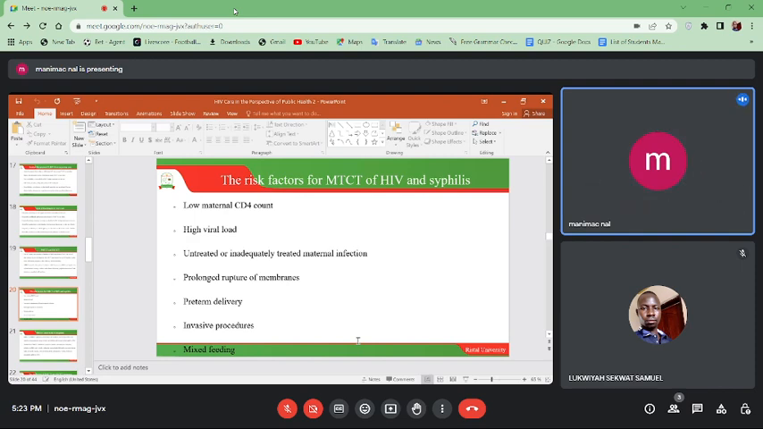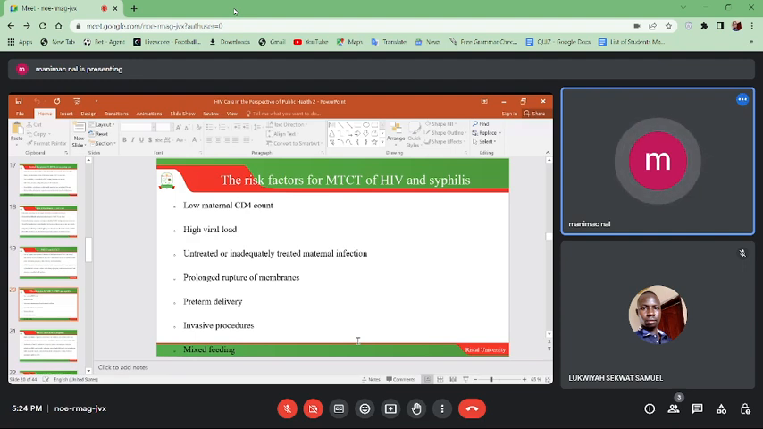So number three is the untreated or inadequately treated maternal infections. If a mother gets an infection and doesn't treat it, and it prolongs, it can be another challenge. More than that, if she gets this infection, there are high chances of her transmitting the infection to the unborn baby, or if she gets the infection in the process of giving birth, she may also transmit the virus or the infection to the infant.